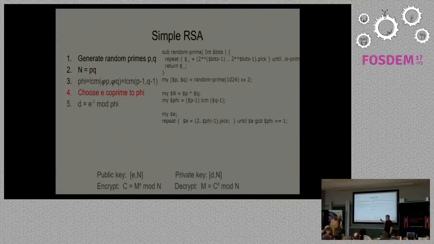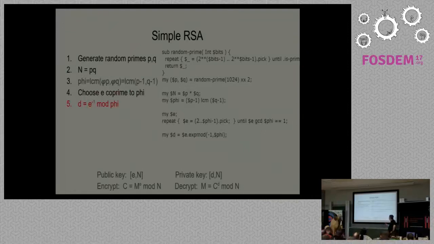So I want to choose an E. There's a different way to do this. If you want, you could just pick an E that's coprime. This is a different way to do it. You go ahead and pick a random one. And we get to use our GCD function. And again, our pick just says, give me a random value from that. We do it until it's coprime.